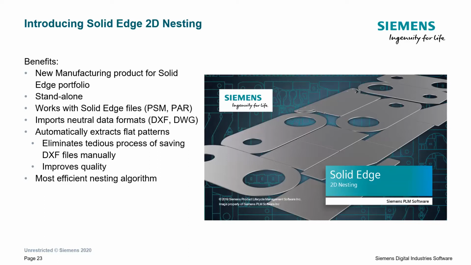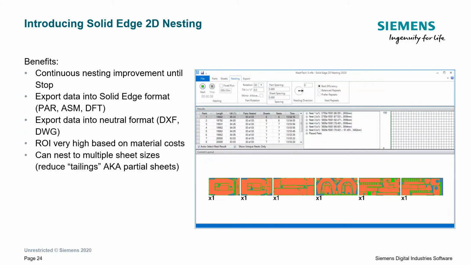This may not be the most efficient nesting algorithm on the planet, but it beats everyone we've tested against. And material cost savings can be substantial on a product like this. It utilizes continuous nesting improvement until you stop it. You can also set it for a fixed run though. The return on investment could be very high based on material cost, and it can nest into multiple sheet sizes, which not all nesting programs can do. This will help you reduce leftover sheets, also called tailings, sometimes called partial sheets.